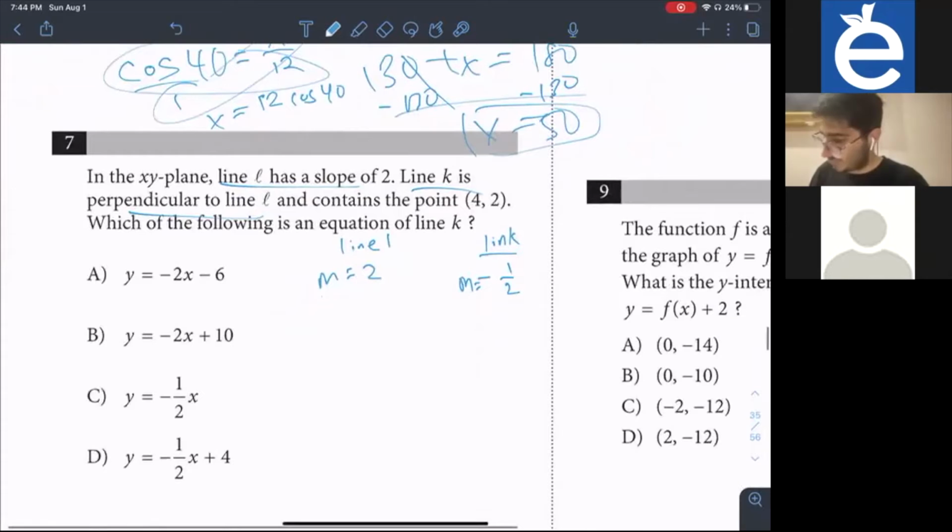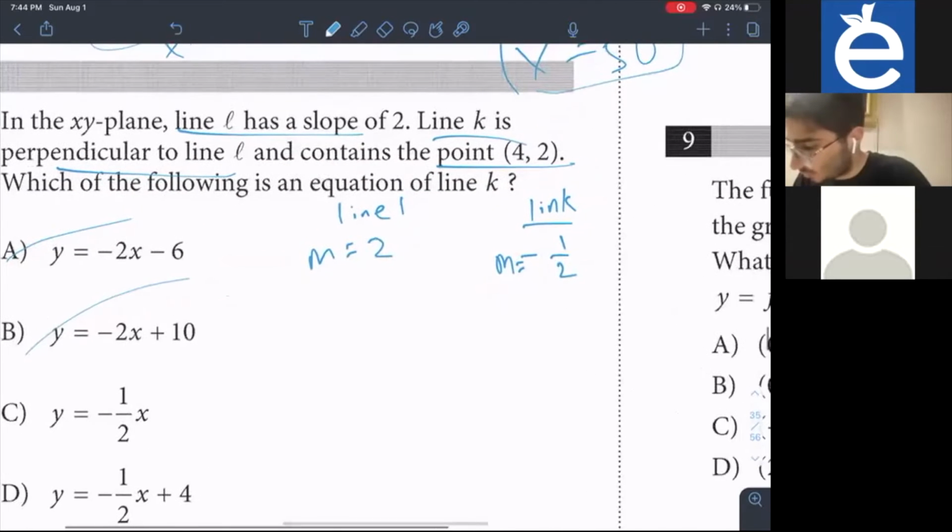We can see which ones are -1/2, so A and B are gone. And now we have to see, and it contains the point 4, 2. We can try the points by plugging them in to see if it works, or we can make our own equation and see which one matches with what we have. The best way I would suggest would be plugging it into the choices given, because one of them has to be the right answer.